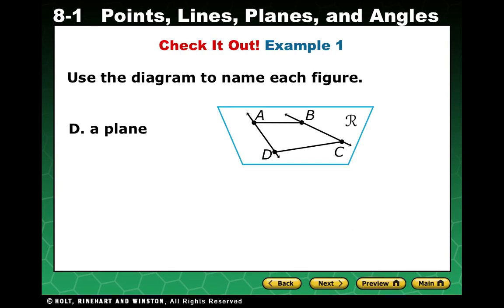Sorry about the interruption. This is either plane R, because it's labeled R, or any 3 points that are not collinear, not on the same line.